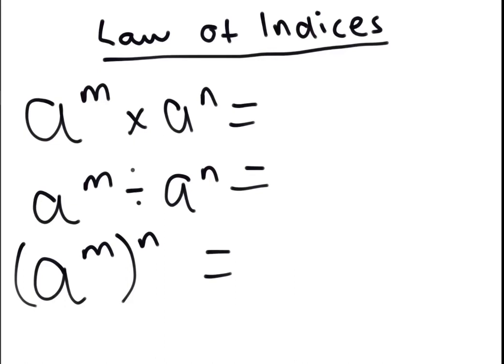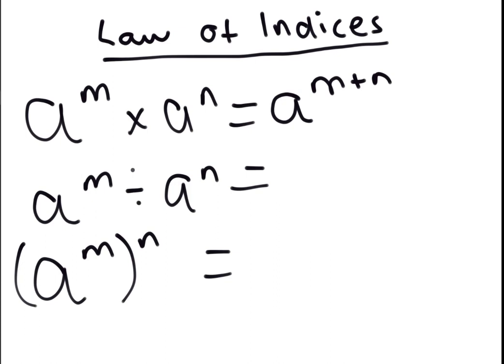Today we're going to be looking at the law of indices. So there are three main laws when it comes to indices, and so let's have a look at the first one. Here it says a to the power of m multiplied by a to the power of n. Essentially what that means is we're just adding our powers together. So we would say that a to the power of m multiplied by a to the power of n is a to the power of m plus n. So whenever we multiply our indices or our powers, we add them together. So that's our first rule.